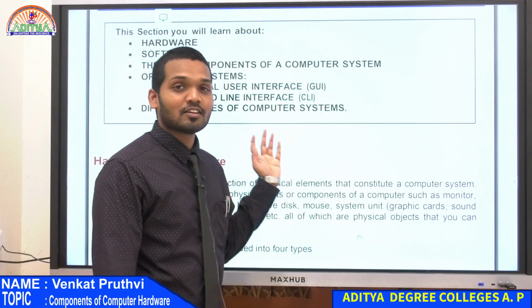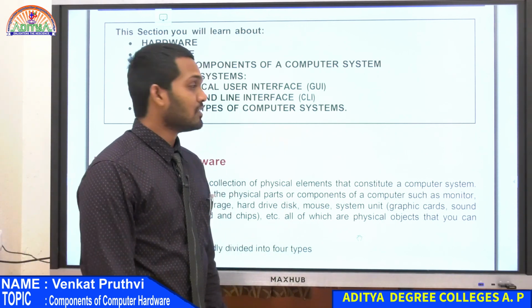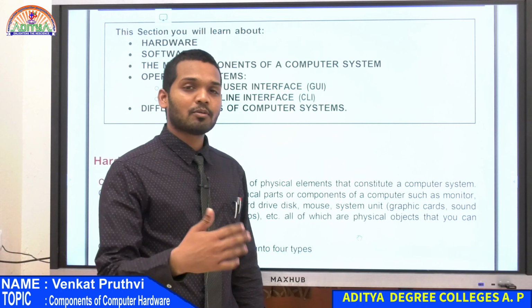Everyone, welcome back to the session on fundamentals of computers. We were discussing the third unit, that is the components of computer, the hardware components of computer.